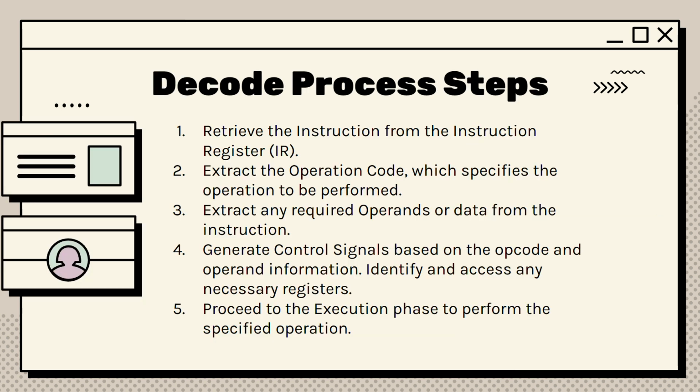The detailed steps in the decode process are: first, retrieve the instruction from the instruction register IR; extract the operation code, which specifies the operation to be performed; extract any required operands or data from the instruction; generate control signals based on the opcode and operand information; identify and access any necessary registers. Proceed to the execution phase to perform the specified operation.